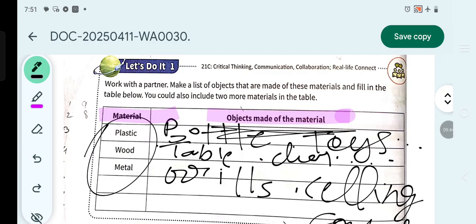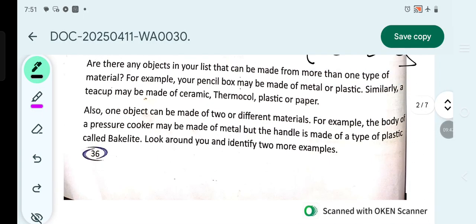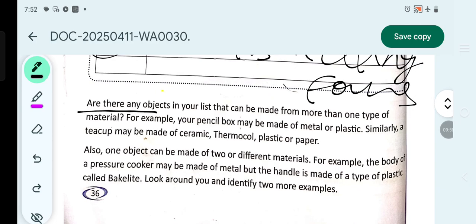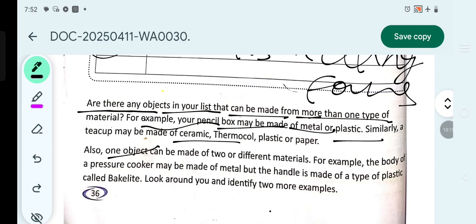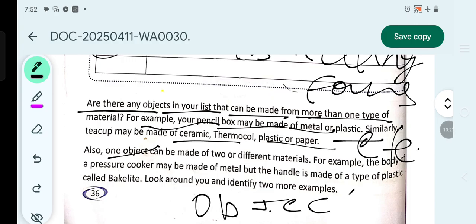Now let's move on. Are there any objects in your list that can be made from one or more than one type of material? Suppose one object can be made up of different materials, isn't it? For example, your pencil box may be made of metal or plastic. Similarly, a teacup may be made up of ceramic, thermocol, plastic, etc. Well, that's true because one object can be made up of so many things.